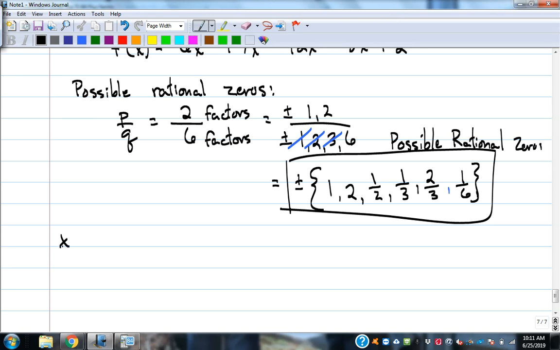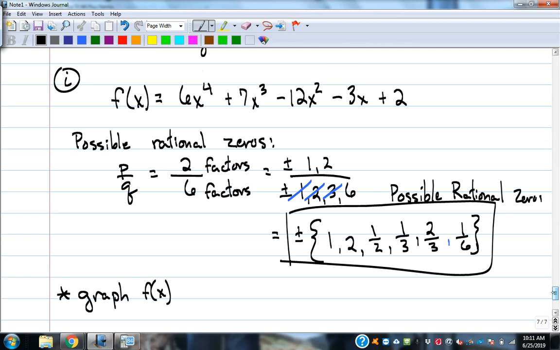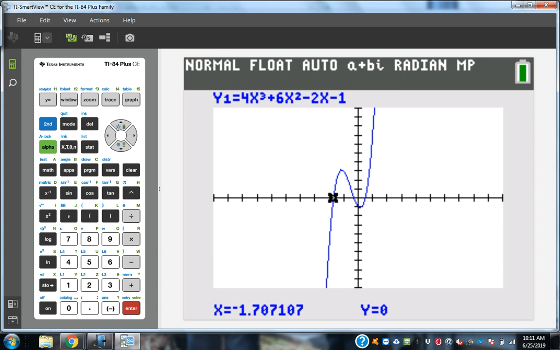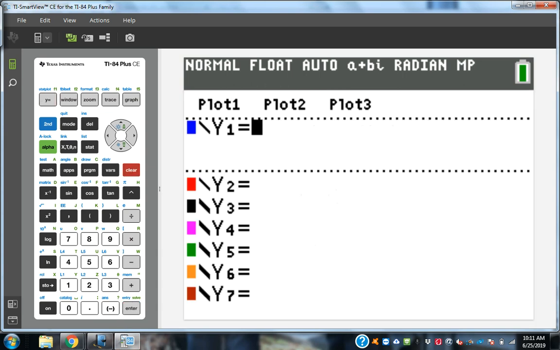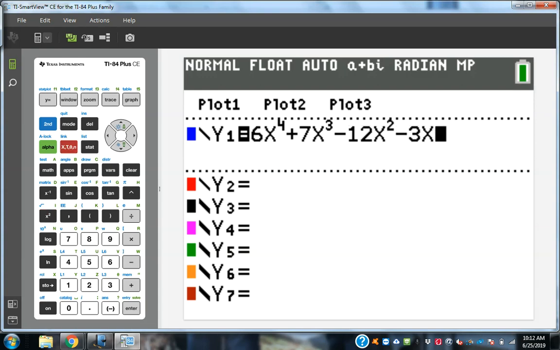Okay, so the next thing we'll do is we're going to graph f of x. We're going to take this polynomial and graph it on our calculator. That's the next step you want to do. So go to y equals, clear that one out, and graph this polynomial: 6x to the fourth plus 7x to the third minus 12x squared minus 3x and then plus 2.